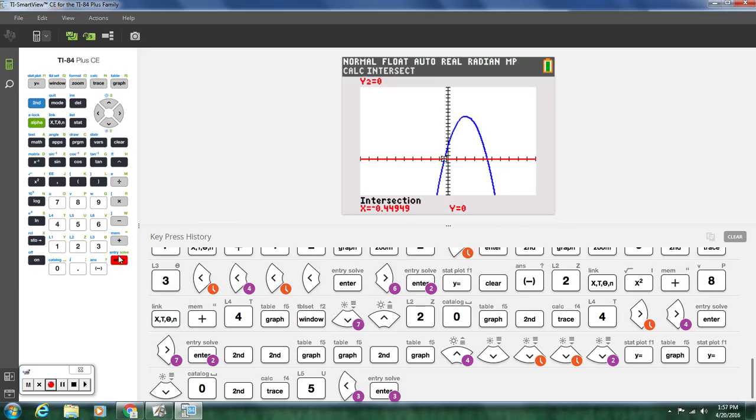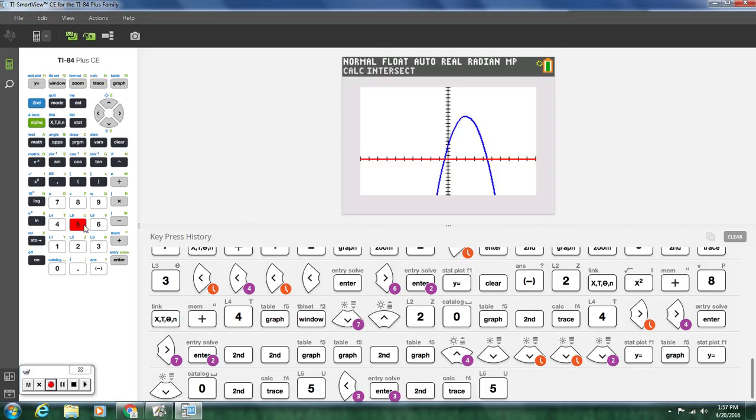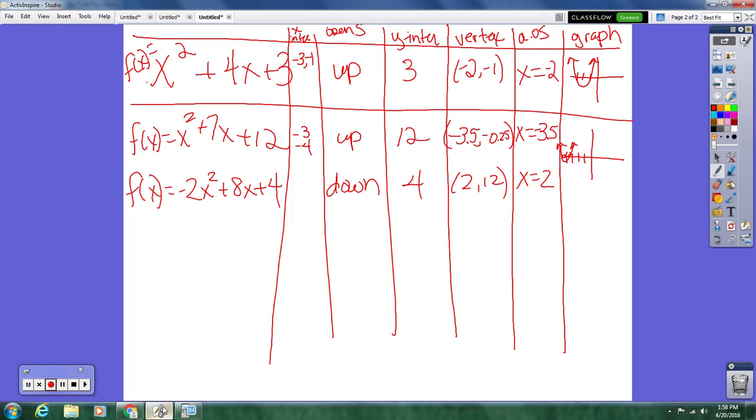What does that look like? About negative 0.5? Okay, if we do the other one, second calc intersect, and go over to the other side, hit enter 3 times, and about 4.50, or 4.4, whatever. We won't split hairs on that. So negative 0.5 and positive 4.5. So we've got our x-intercept.